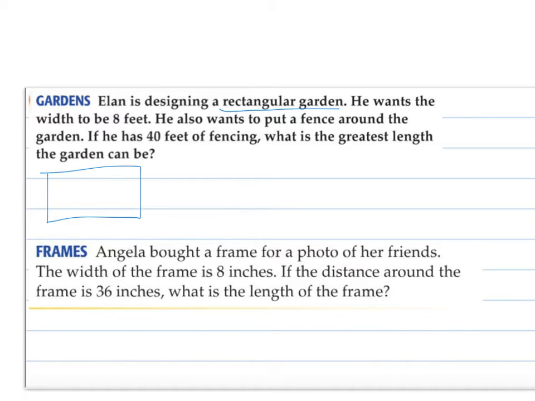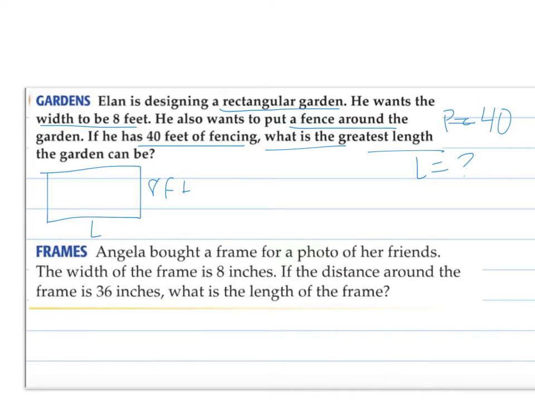He wants the width to be 8 feet. He also wants to put a fence around. That tells me perimeter. The garden, if it has 40 feet of fencing, what is the greatest length it could be? So notice, fencing, he gave us the fencing that would go around. He actually gave us the perimeter, and now we're looking for the length. Remember, what the question asks is what we want to know.